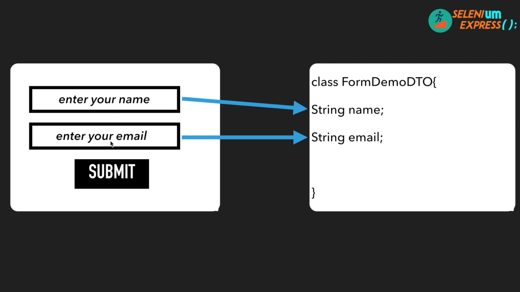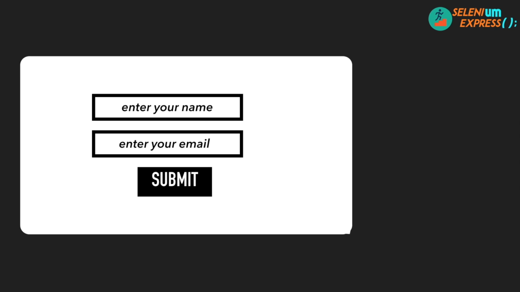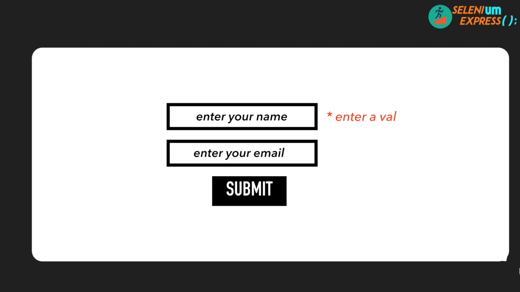So the question is, before I map the user entered data inside my DTO class properties, I need to make sure whether the data are valid, whether the name that the user is entering is a valid name, whether the email entered by the user is a valid email. And if the user entered data are not valid, then I need to tell the user that, hey, you cannot submit this form because the name that you have entered is invalid, because the email that you have entered is invalid. Please enter a valid email. Correct? And this is what we call a form validation. Okay, so we are validating the form, so we call it a form validation.